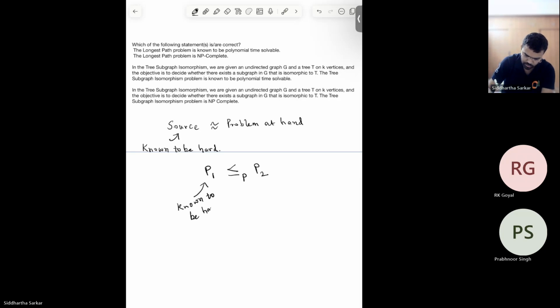and it reduces to a new problem, and then we say that the new problem is as hard as the known problem at a high level. Yes. Problem P2 is at least as hard as the problem P1 is.